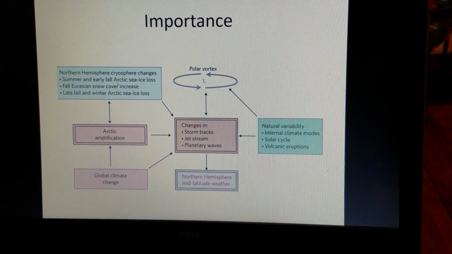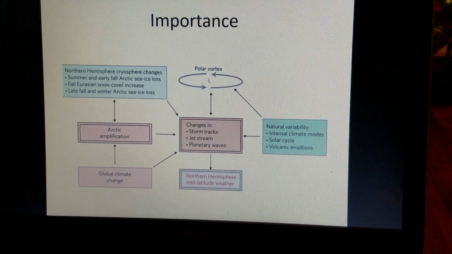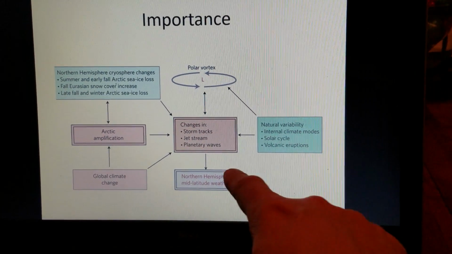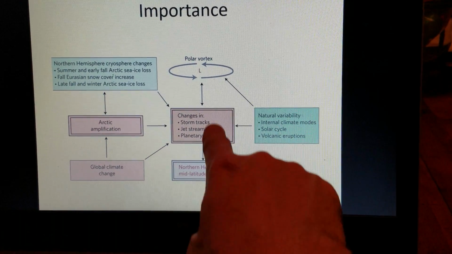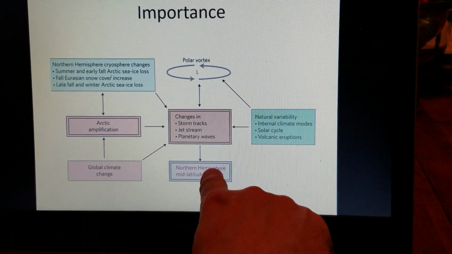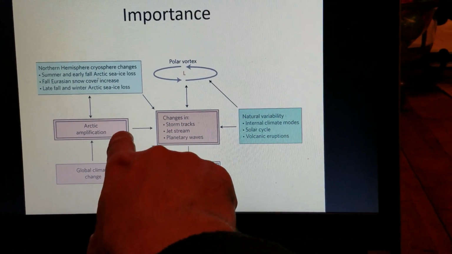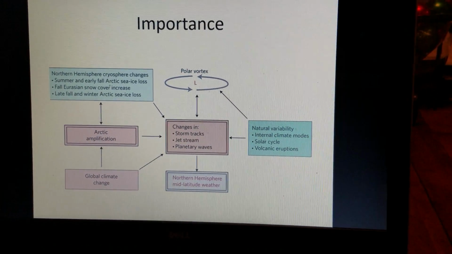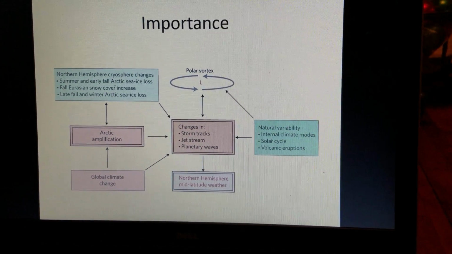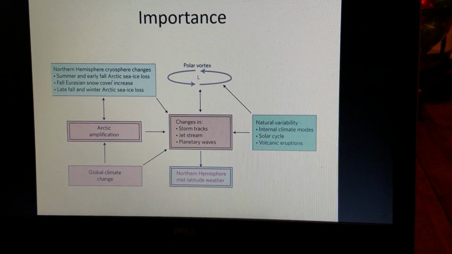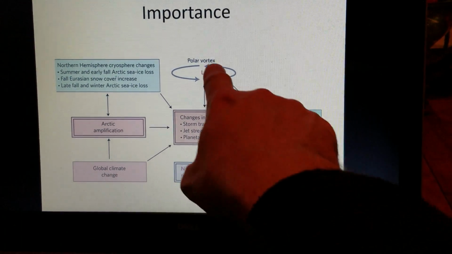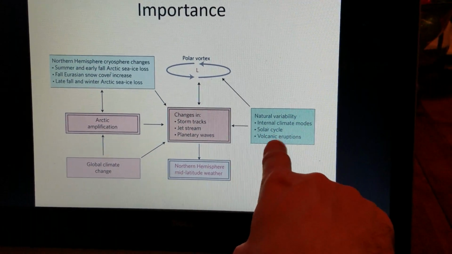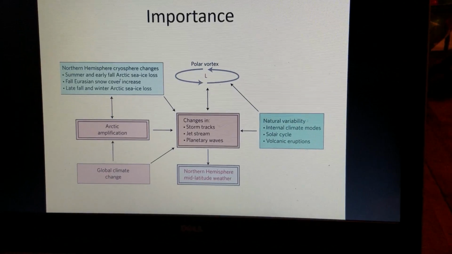There's a lot of other things on this chart involving the polar vortex, other factors that weigh into it. For example, northern hemisphere mid-latitude weather is impacted by changes in the jet stream and Arctic amplification, where the coldest temperatures are not in the Arctic but dislodged to more southern latitudes away from the Arctic, usually the mid-latitudes. Other natural variabilities are associated directly with the polar vortex, including internal climate modes, the solar cycle, and volcanic eruptions.